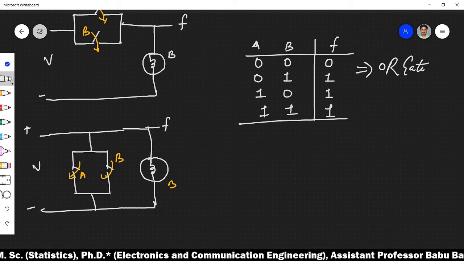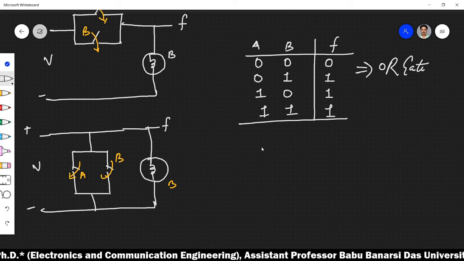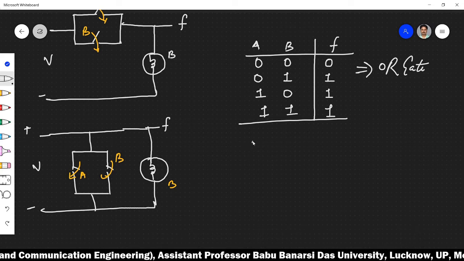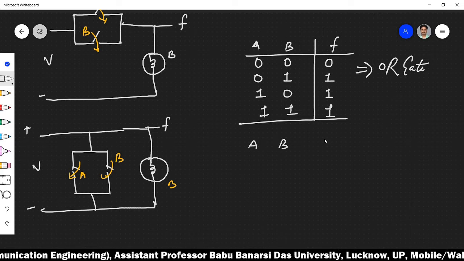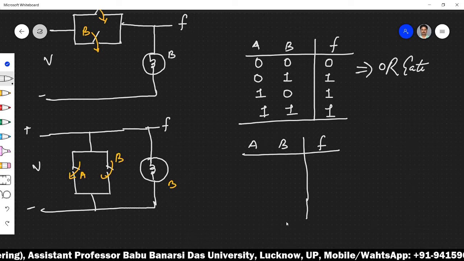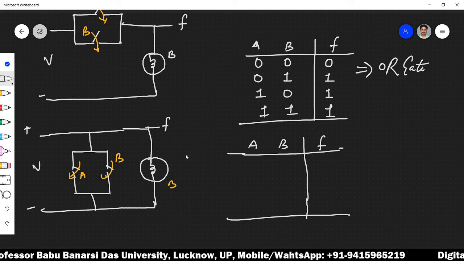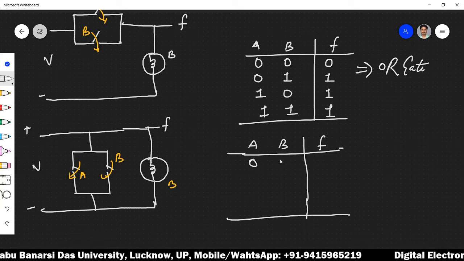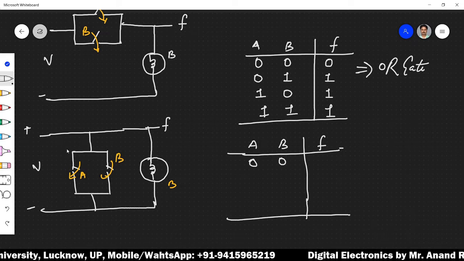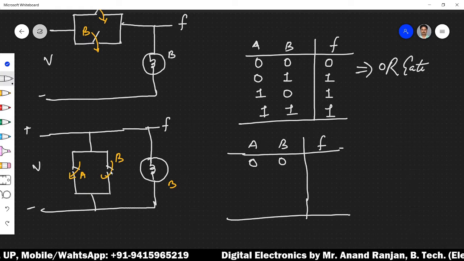Similar to the above discussions, with these switch positions we can have four operation combinations. Let me write it as A, B and F again, and record for which condition the bulb glows or not. One by one, when both the switches are open, then of course there will be no short or low resistance path at either of these two branches.